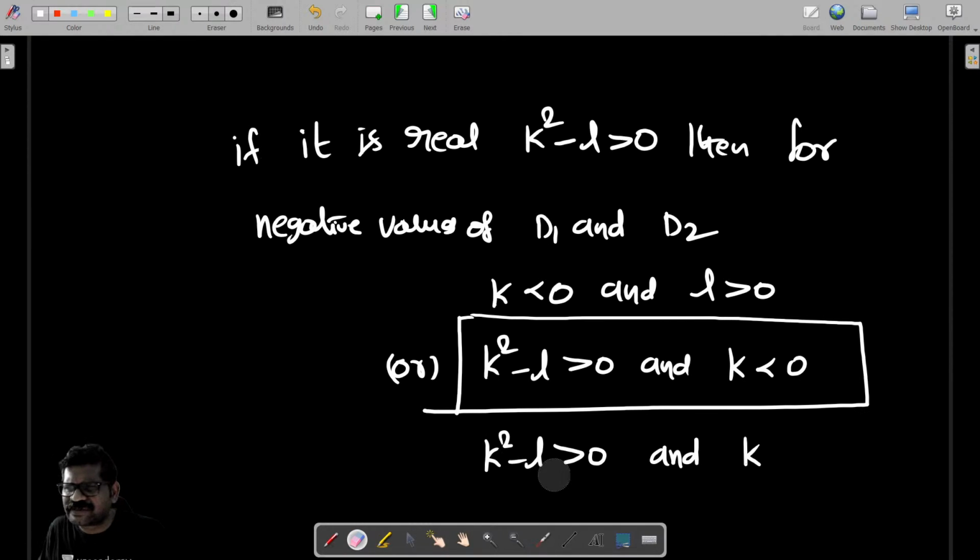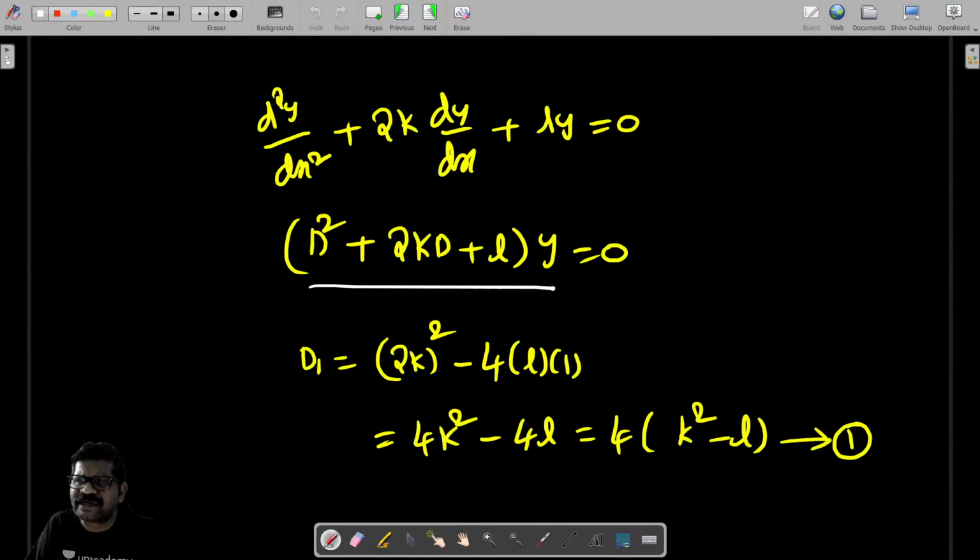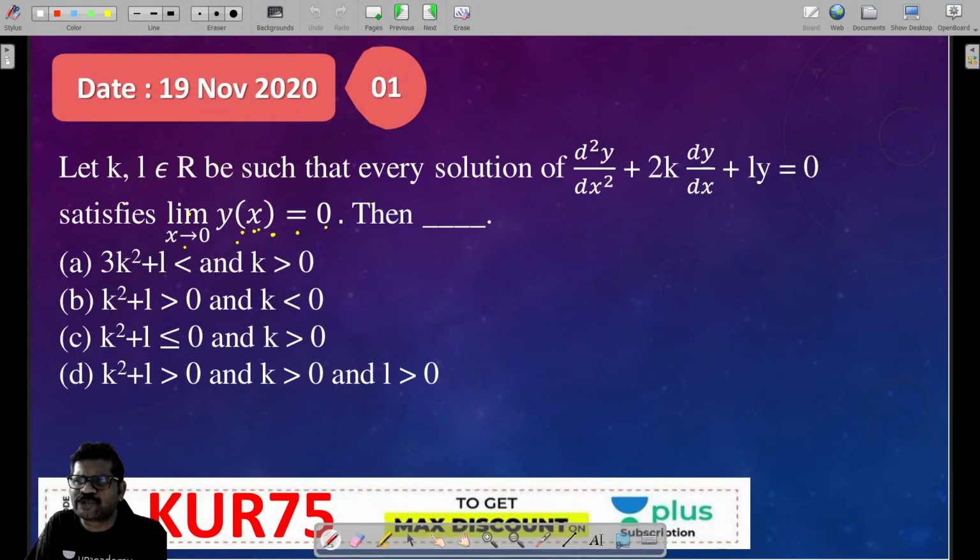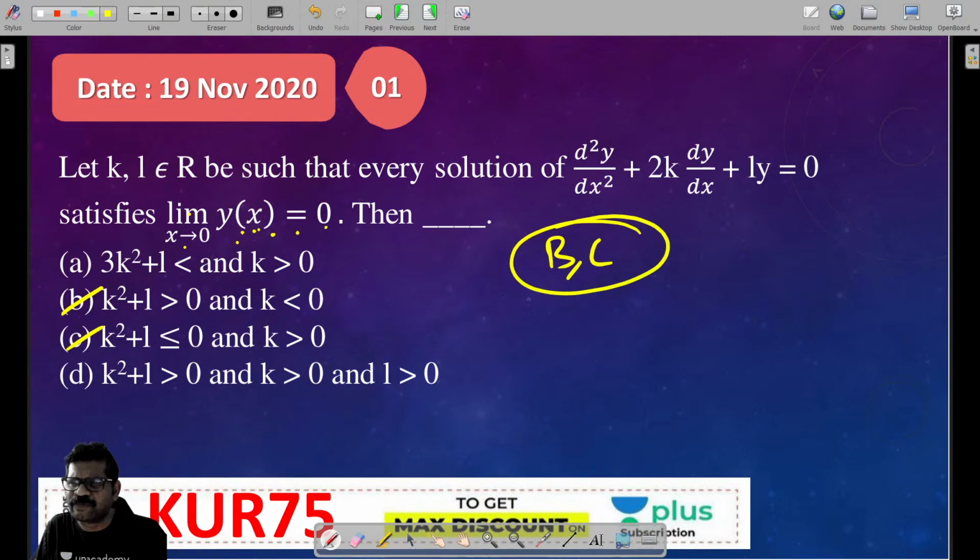Second condition is if k square minus L less than or equal to 0 and k greater than 0. In both the cases, we are going to get negative real roots. Therefore, second option as well as third option, B and C both are correct.